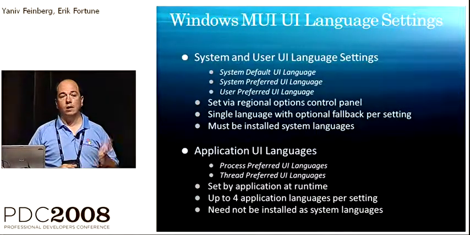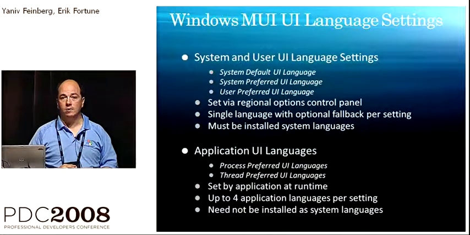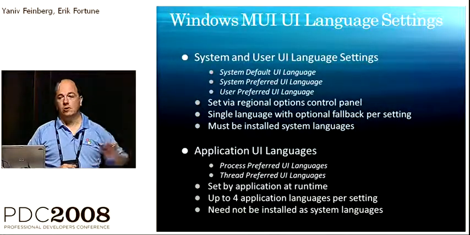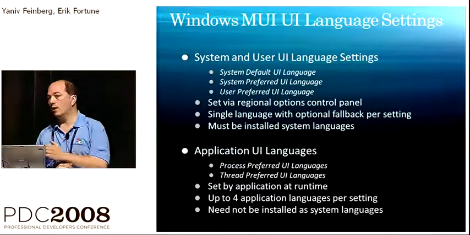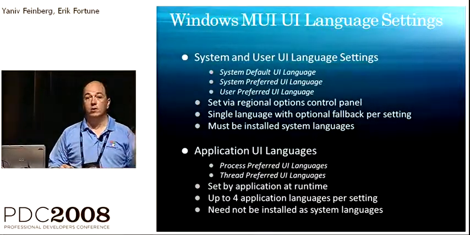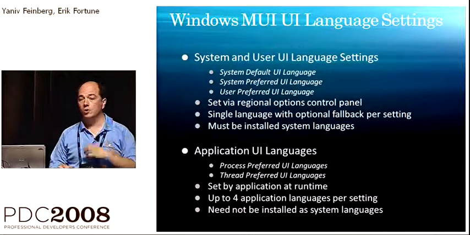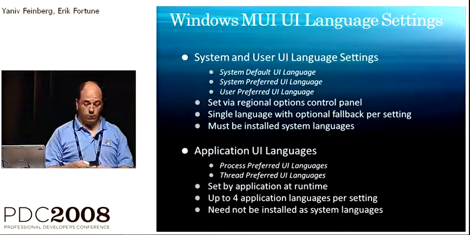So you can install an application with different languages than the underlying system, set the languages you need as either the process or thread language, and all of your resource APIs will find your resources automatically. And you can set fallback as well, so you can do partial localization just as we do for the system itself.